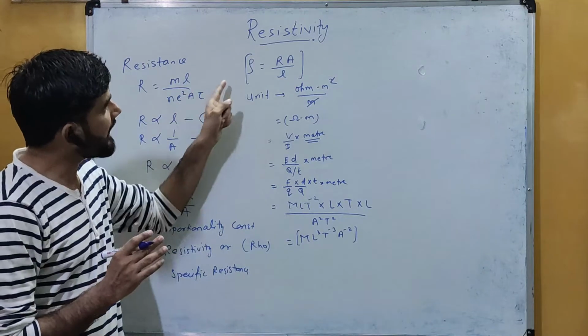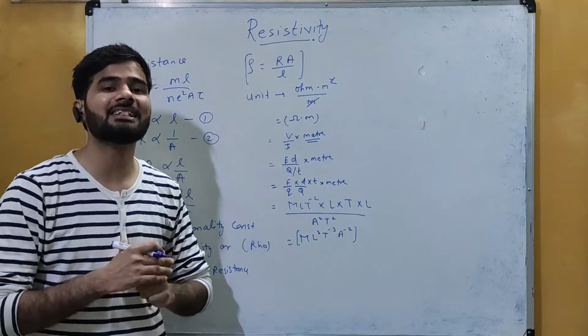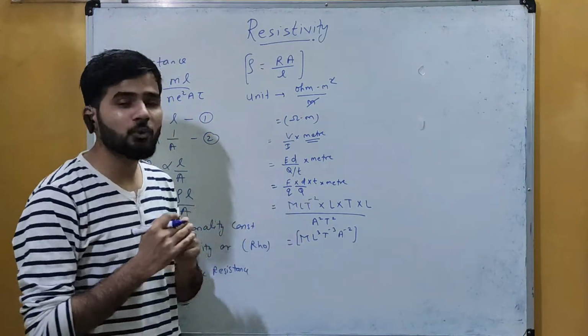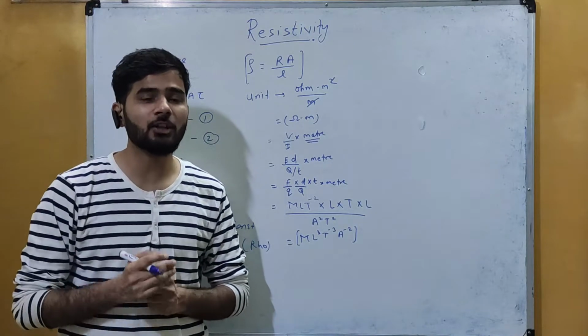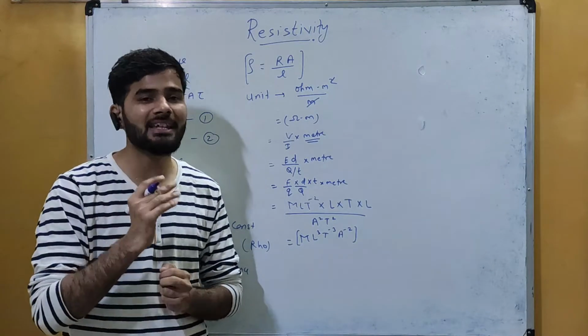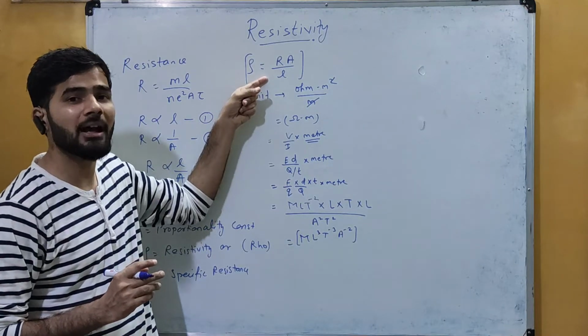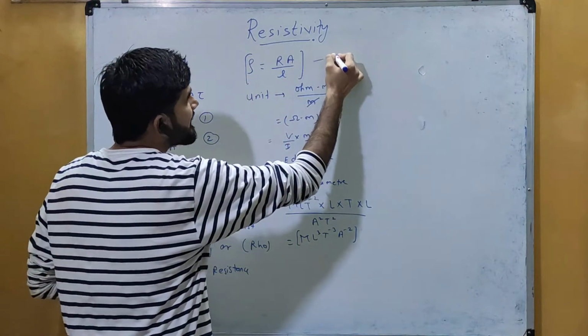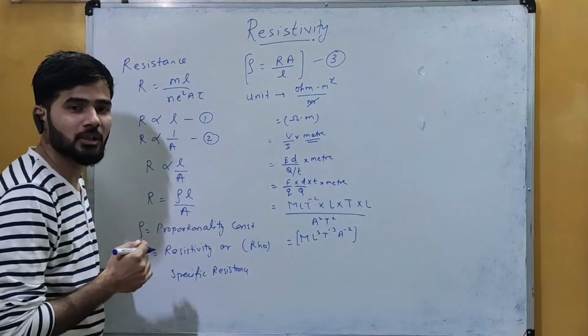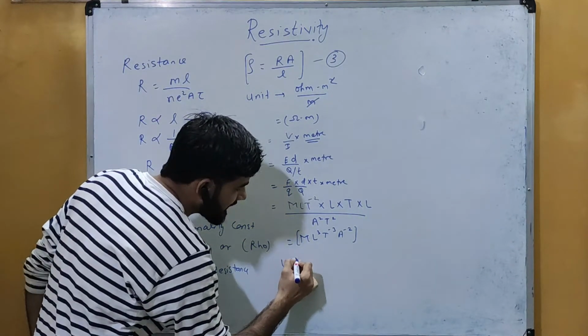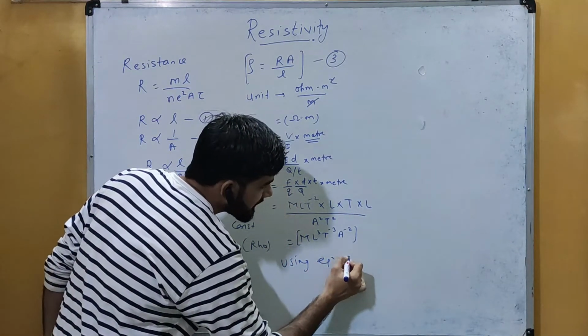Now we have the unit of resistivity, that is ohm meter. If I want to define a resistivity of 1 ohm meter, how can I define it? I can define it by the formula ρ = RA/L. I will call this equation number 3, and I can write using equation 3.